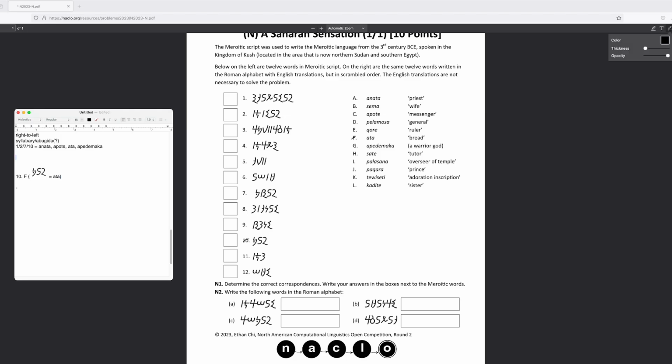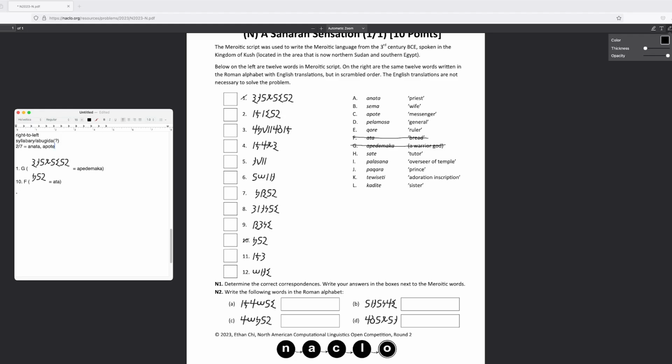Now, by pretty much the same vein, 1 is the longest of these 4 that we see in our Meroitic corpus, and in our Romanized corpus, the longest we see is Apedemaka, so 1 probably corresponds to Apedemaka. This leaves us with 2 more words that start with an A. One of them is 2, the other is 7.